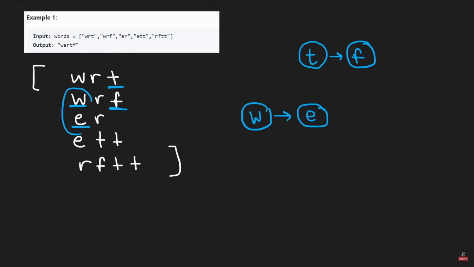We know that these first two characters are in that order, but the remainder of the characters might be in any order, right? Because when words are sorted, they're only sorted on the most significant differing character. So now let's look at the next two words.